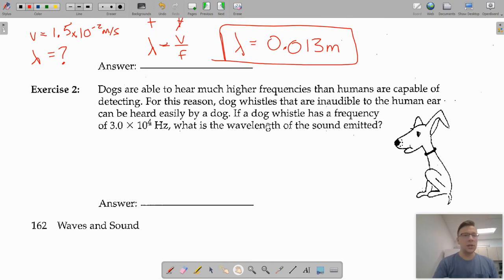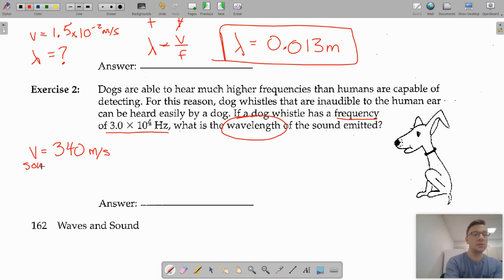I think that you can handle that. The one thing I will say here is that the only thing it gives you, it says there's a frequency of 3 times 10 to the 4th hertz. It wants to know what is the wavelength. You are missing the speed. And since this is a dog whistle, it's going to be traveling at the speed of sound. So it gave it to us at the beginning of the assignment. It's up at the top. But we're going to use, so speed of sound is 340 meters per second. That's a constant. So you'll use that for that problem.